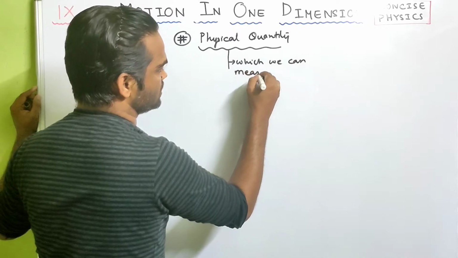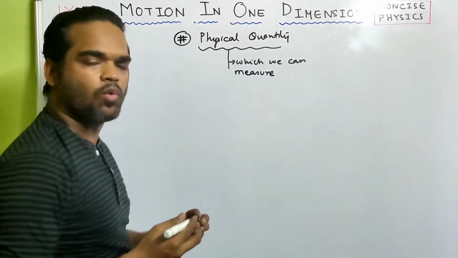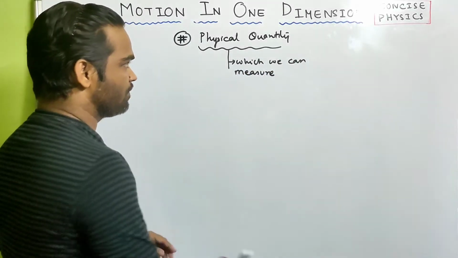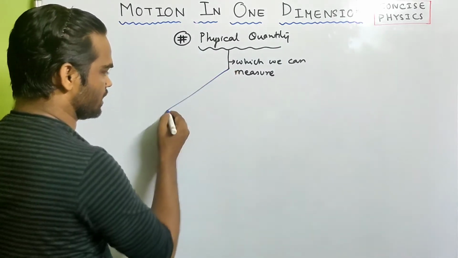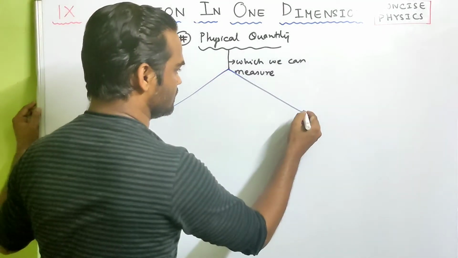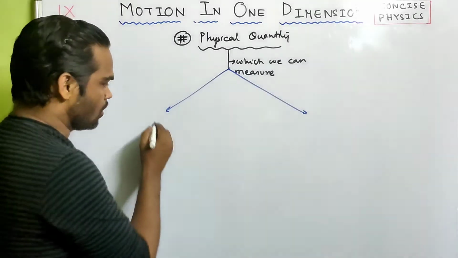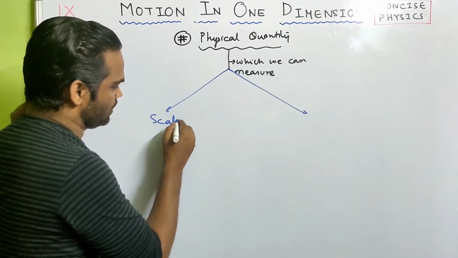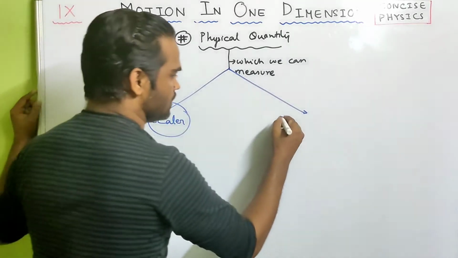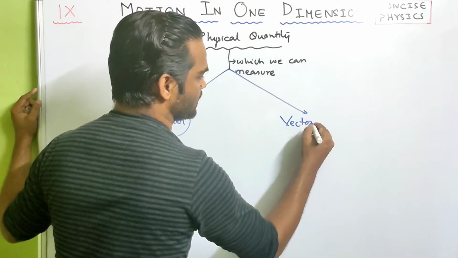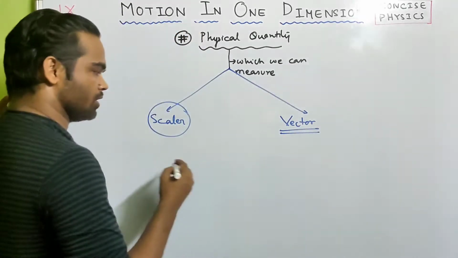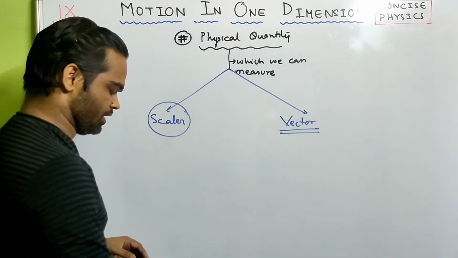जिसे हम measure कर सकते हैं उसी को physical quantity बोलते हैं. Now physical quantity again can be divided into two types. One is scalar quantity and the other is vector quantity. Now ये scalar quantity क्या होता है और vector quantity क्या होता है?